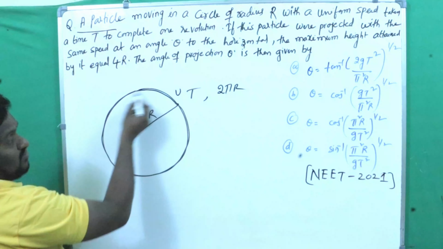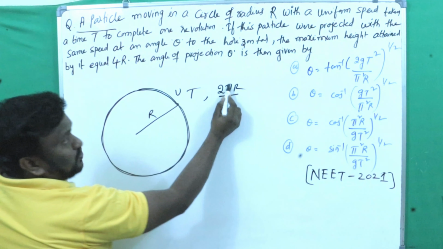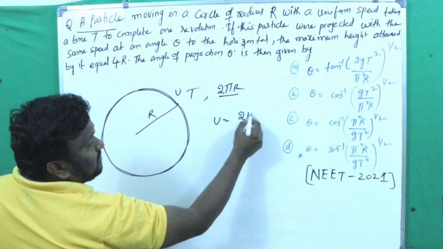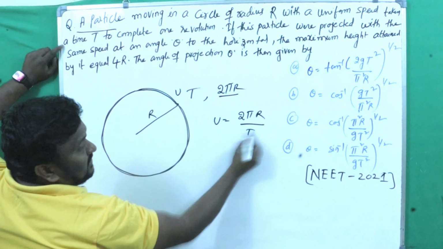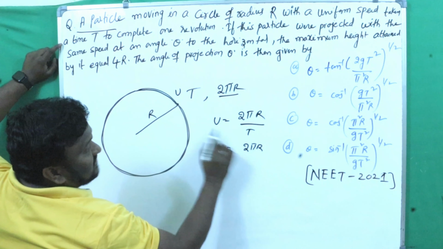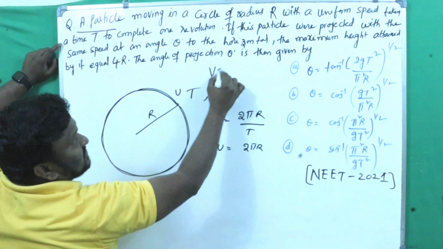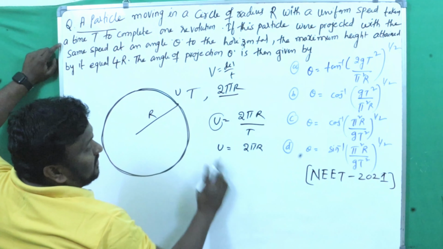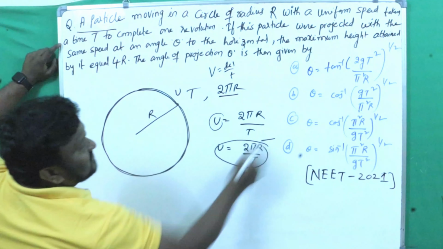A particle is moving with velocity u, and for one rotation the distance completed is 2 pi r. Then obviously we know velocity is equal to displacement by time, or distance by time. Here it is 2 pi r by t. Then u is equal to 2 pi r by t. Clear? Simply, velocity is equal to distance by time. Velocity is u and distance traveled is 2 pi r, so u is 2 pi r by t.